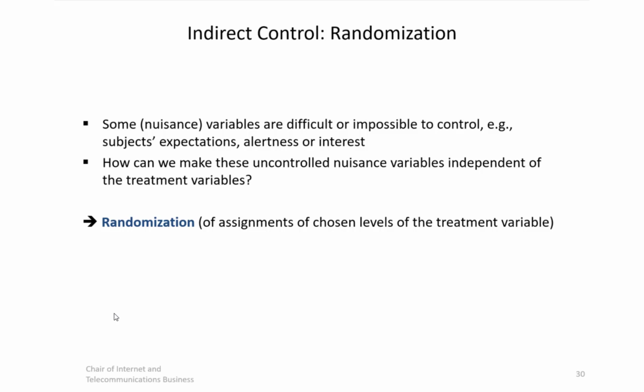It's also important to have indirect control, because there are so many factors that we cannot control for. So what we can do is randomize the experiments such that these uncontrollable factors cancel out. For instance, some nuisance variables are difficult to control for, such as subject expectations, alertness, interest, or weather. How can we make these uncontrolled nuisance variables independent of the treatment variables? One way is randomization of the assignment of chosen levels, and this allows us to shut down anything that we cannot control for, because we randomly choose our experiments. Design.